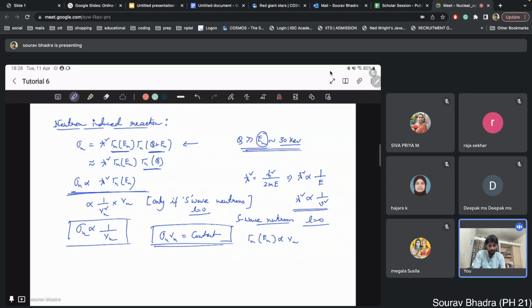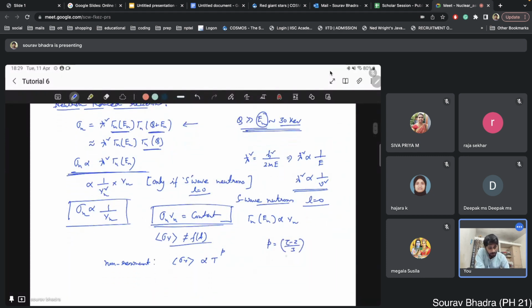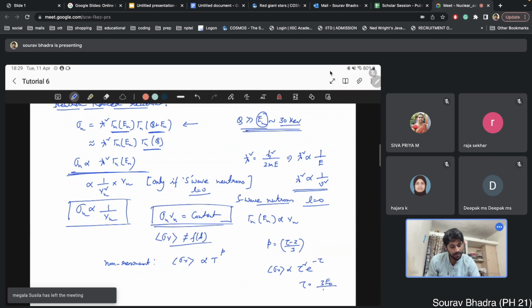I will do here. And another thing, you can show from there that sigma V is not a function of T. In the non-resonant case, just for comparison, you can remember our sigma V was proportional to T to the power P, where P was tau minus 2 by 3, if I remember correctly, just check it. So we can express the mean sigma V as tau square e to the power minus tau, where tau was your 3E0 by kT, I think with a minus sign. Just check this, these are all from the previous thing.